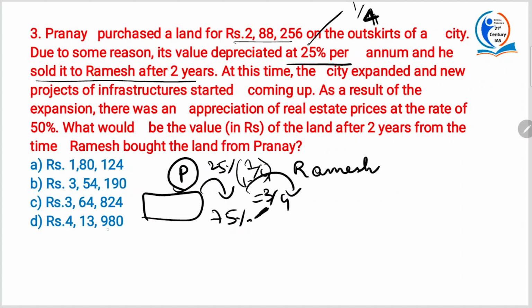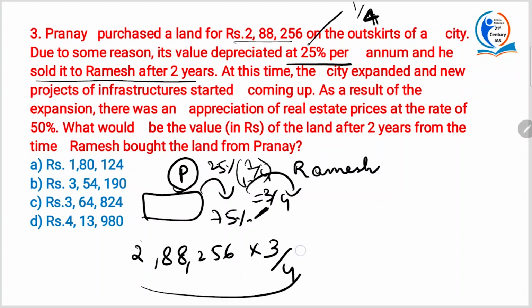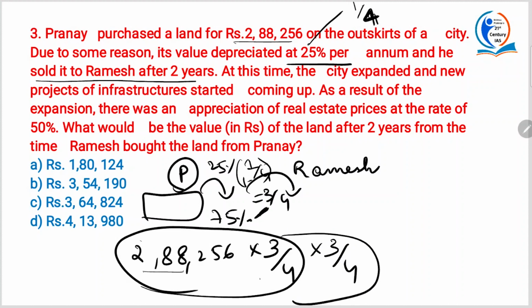Alright. So how will you write that? You will write it as 2,88,256 into 3 by 4. After 1 year, the price will become 3/4 of this much. And again, after 1 year, it will become 3/4 of this much, no? So consecutive changes. So Ramesh, he is buying at this much price.